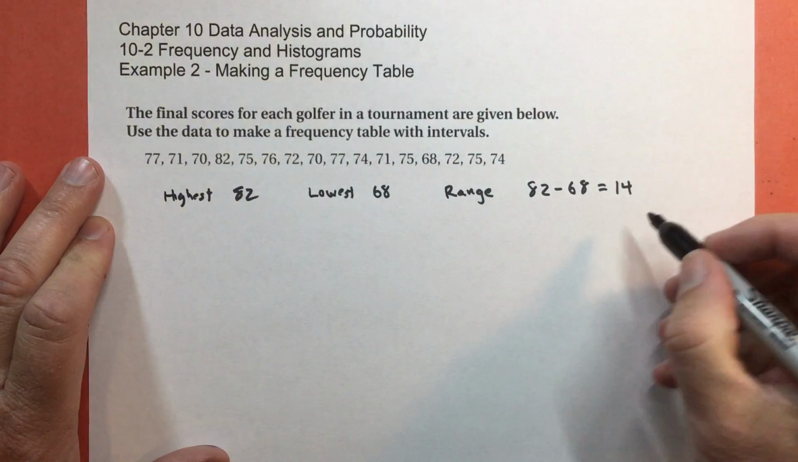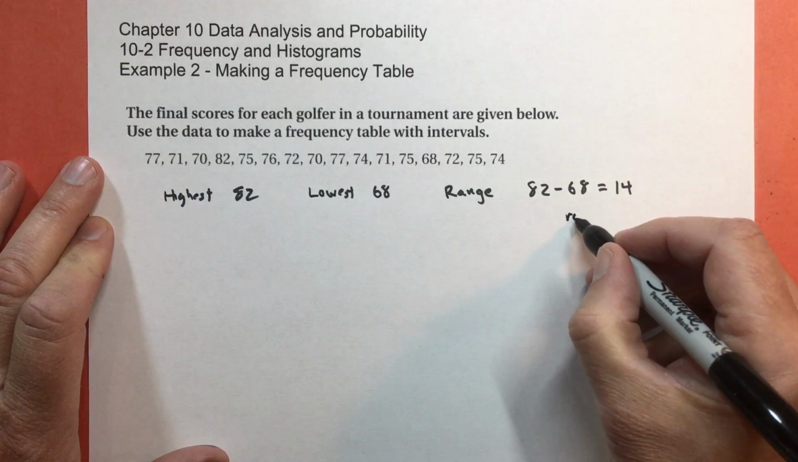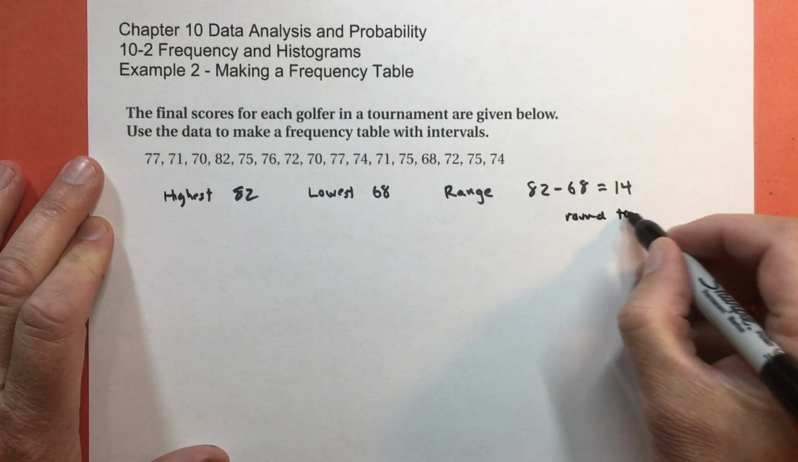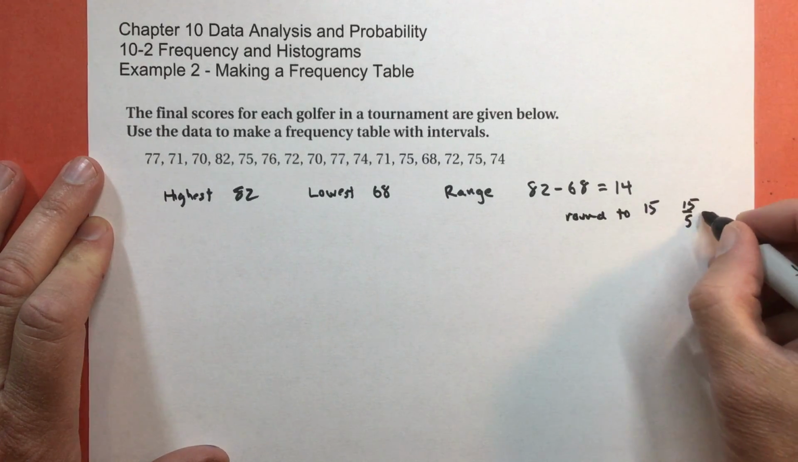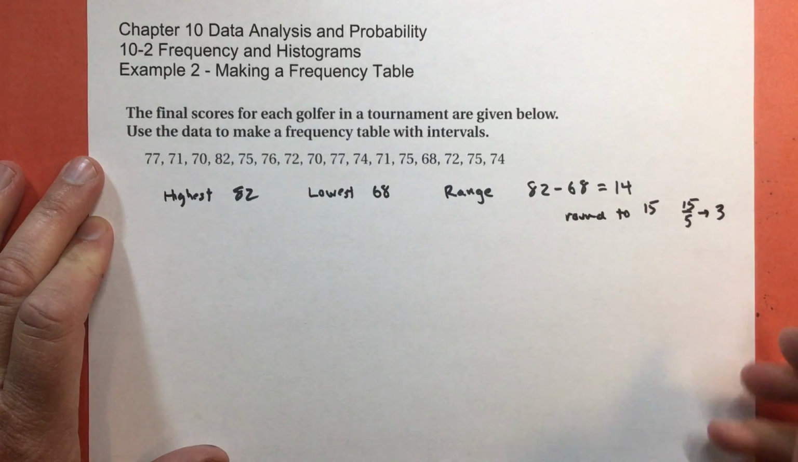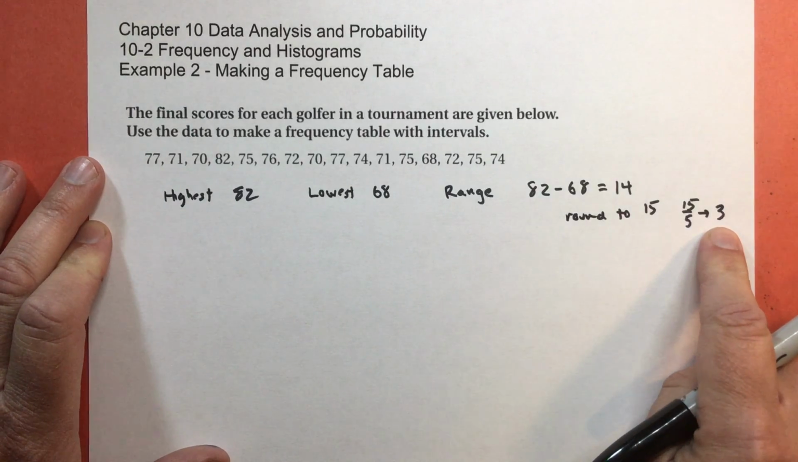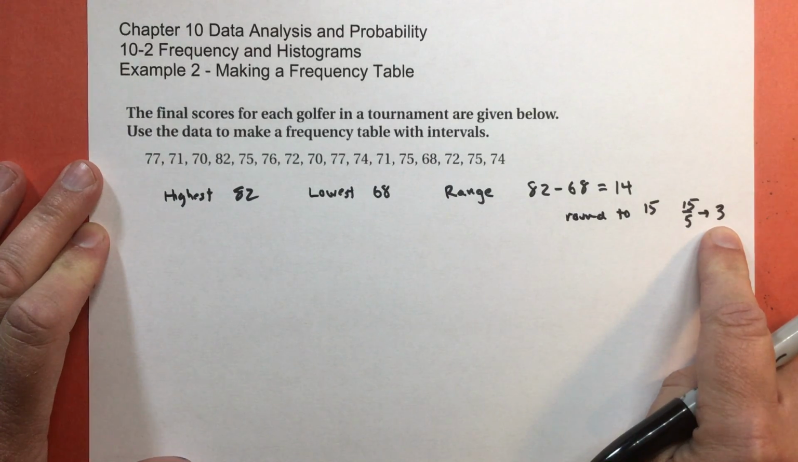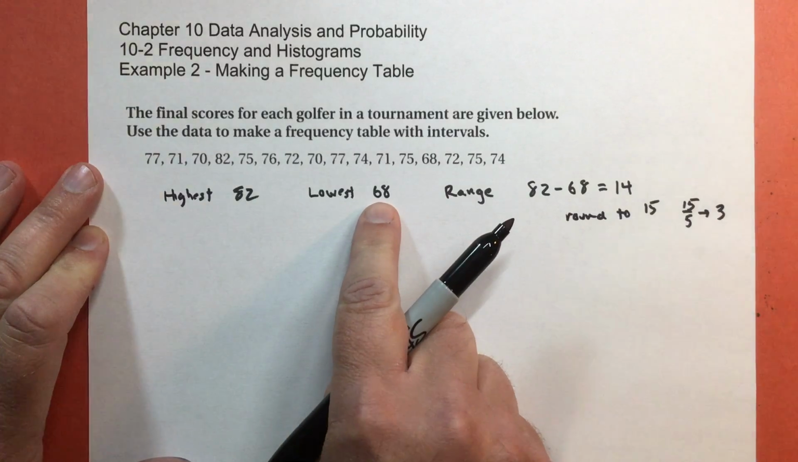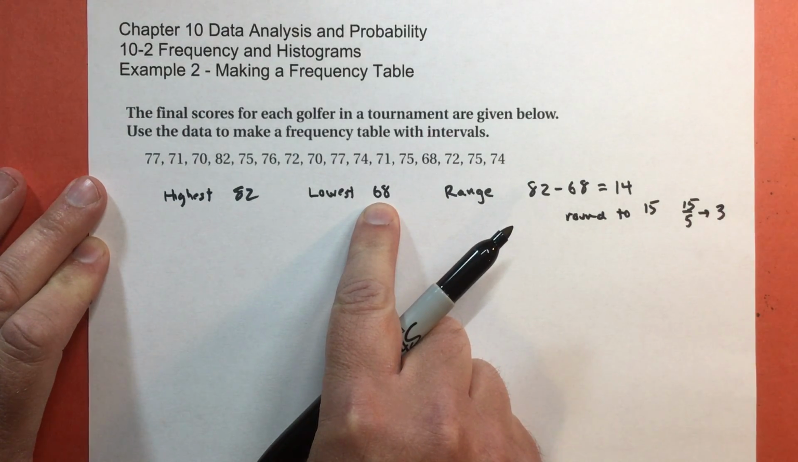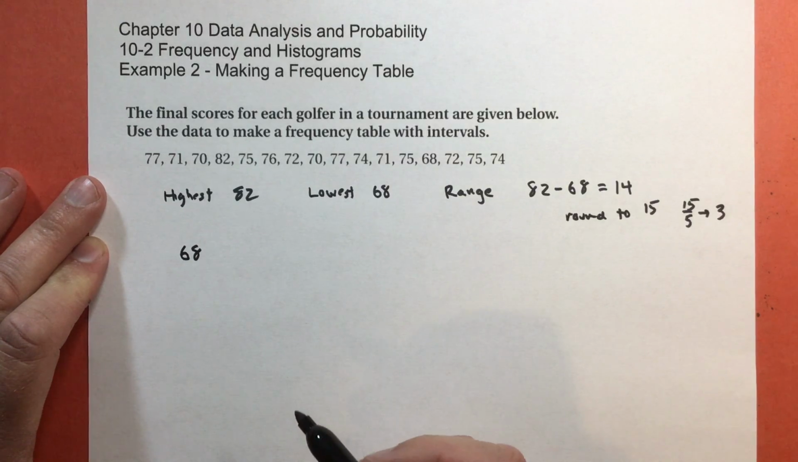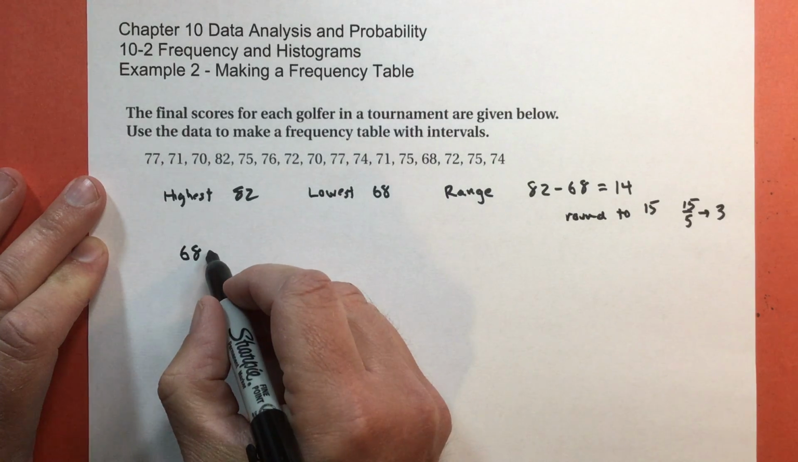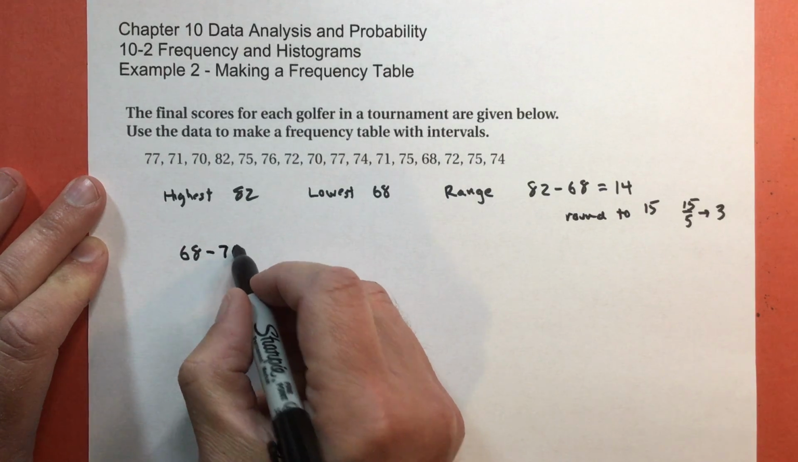And here's the thing. I'm going to round this up to 15. And then 15 divided by 5 is going to give me 3. That means I'm going to have 3 numbers in my interval. So if I start with my lowest number, 68, then that's also going to include 69 and 70. So this will be 68 to 70.